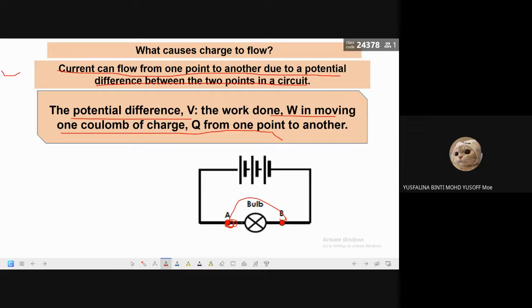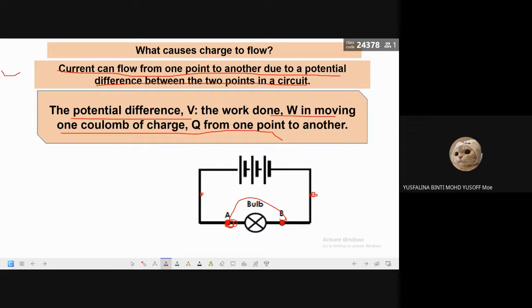What is the energy I need to move the charge from A to B? This is actually the work done in moving 1 coulomb of charge from one point to another, let's say from this one to this one. So this one is also the potential difference.